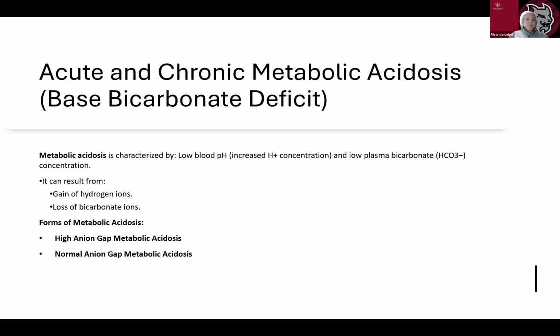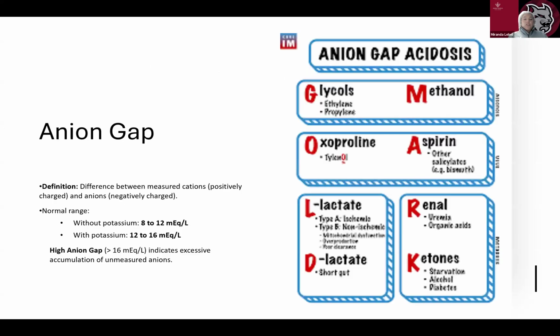That just makes sense. And forms of metabolic acidosis are high anion gap metabolic acidosis and normal anion gap metabolic acidosis. So let's talk about anion gap. It's the difference between measured cations, positively charged, and anions, negatively charged. So we have the cations and the anions, and what the difference is going to be is our anion gap. A normal range without potassium is 8 to 12, and with potassium is 12 to 16. A high anion gap indicates excessive accumulation of unmeasured anions.